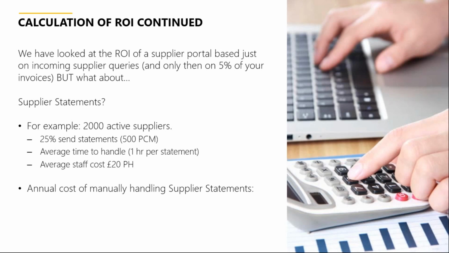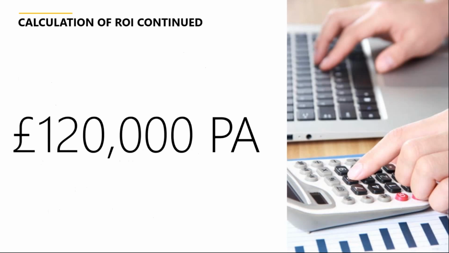Now we're going to start adding these figures up and doing the calculation. So 500 suppliers coming in every month by 12, so that's 60,000, at £20 per hour. What number do you think this is going to come out at per year? This is an internal cost for yourselves. Yes, that is correct. £120,000 per annum that costs you on supplier statements alone.